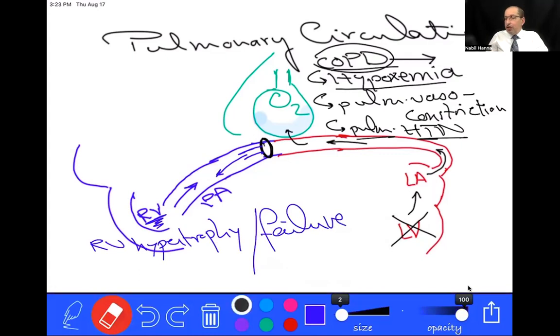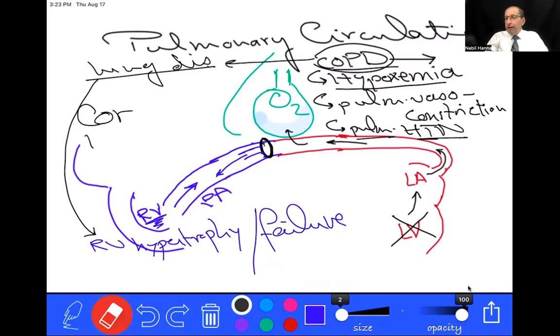So it started as a lung disease, COPD, that eventually resulted in right ventricular hypertrophy and failure. We call this condition cor pulmonale. Cor means heart, pulmonale, lungs. So this is a cardiac condition that results from a lung disease. Cor pulmonale is the cardiac condition that results from a lung disease.